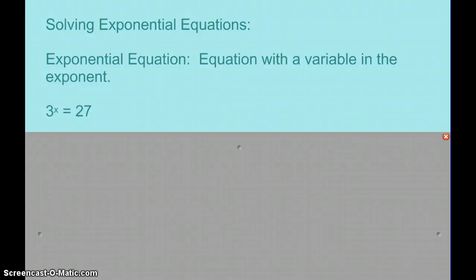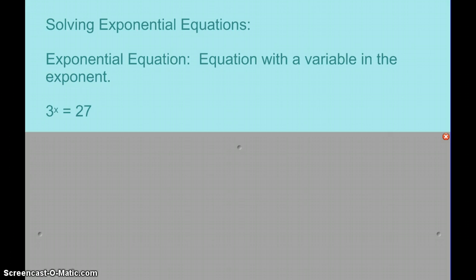To follow up our solving logarithms section from yesterday, we're going to take the next step, which is solving an exponential equation. When we use the term exponential equation, it refers to any equation with a variable in the exponent. So this is something that we have never solved before. 3 to the x power equals 27.